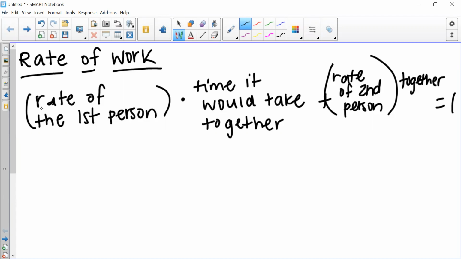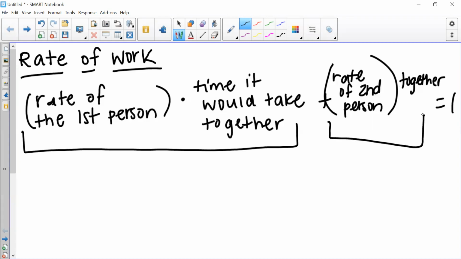So you're going to have a rate of the first person times the time it would take if they work together, and we're going to add that to the rate of the second person times the time it would take if they work together, and we're always going to equal it to 1 because they're equaling 1 job. So basically this portion ends up being how much of the job the first person completes, and then this portion would be how much of that 1 job the second person completed.